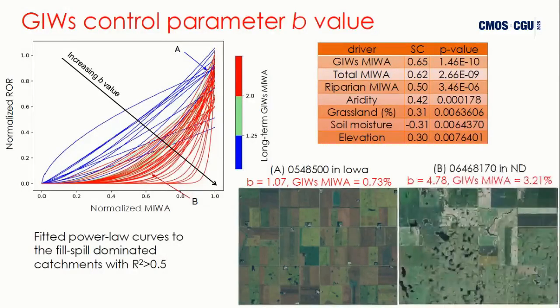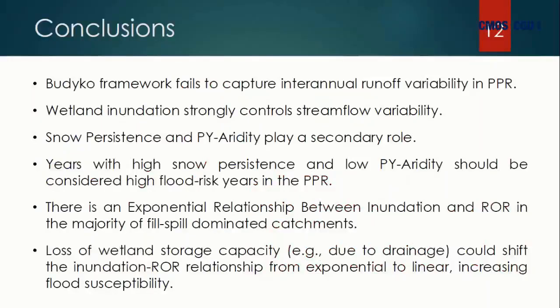But for catchment B, with a B value close to 5 in North Dakota, we can see that geographically isolated wetland is 3.2% of the area of the catchment. And we can see the distribution of the potholes in catchment B compared to catchment A, that it doesn't have that much inundation in the figure.